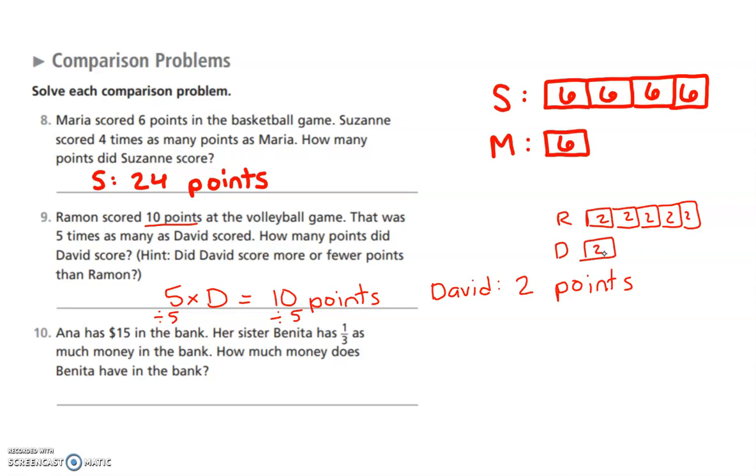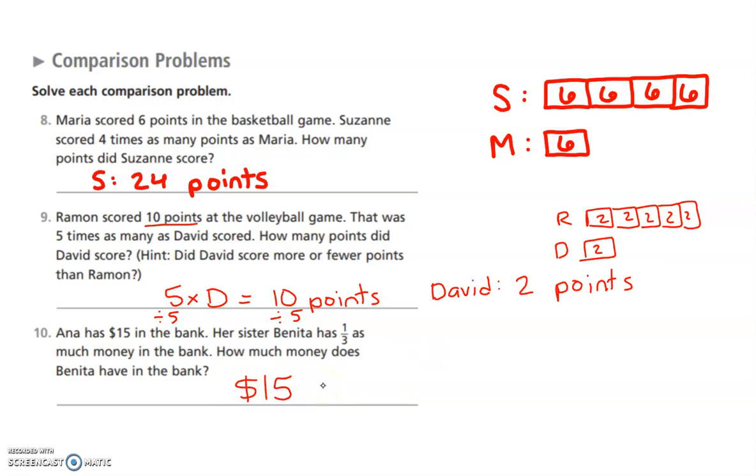So same question. Who's got more? Does Anna have more money or does Benita have more money? So it says here that Benita has a third as much money as Anna. So 1/3 of that is going to end up being a smaller amount. So that means Benita's got less and her sister Anna has more. So we're going to take that $15 and we are going to find out what 1/3 of that is.